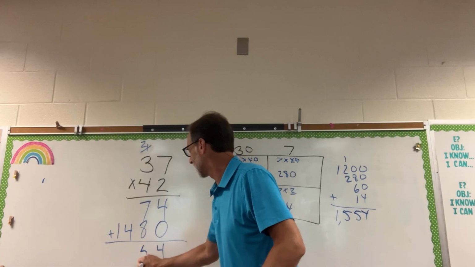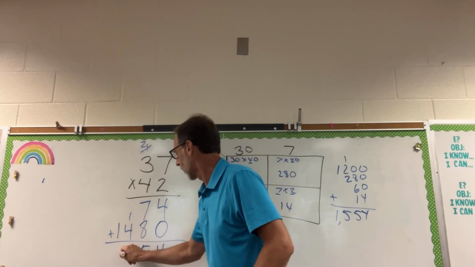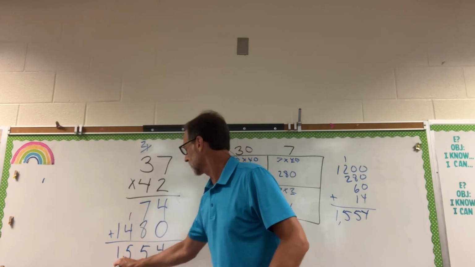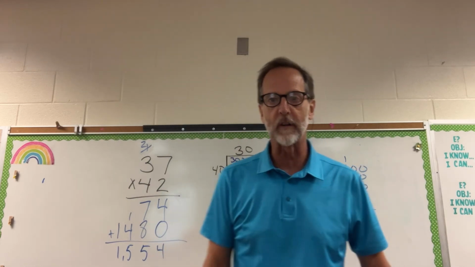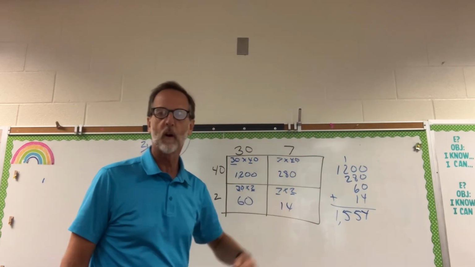8 and 7 is 15. Carry the 1. 1 and 4 is 5. And the 1 comes down and I get 1,544. And that's exactly what I had over there.